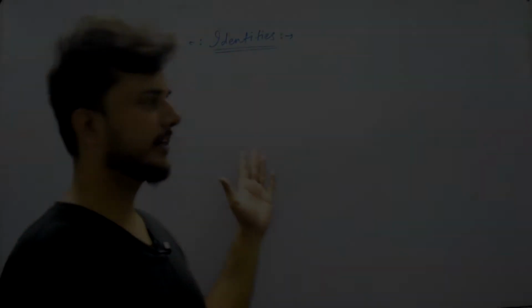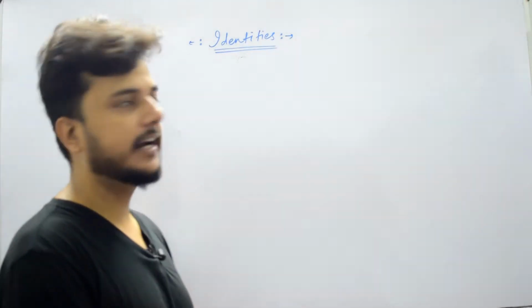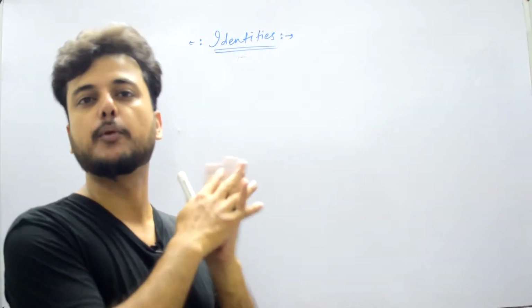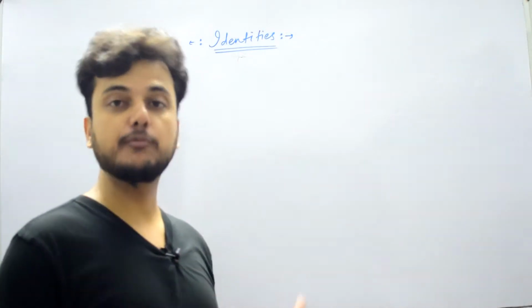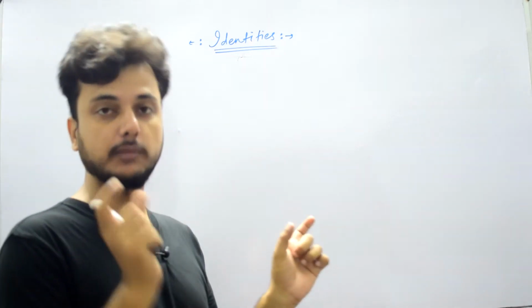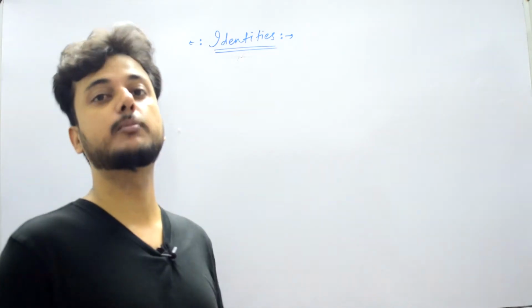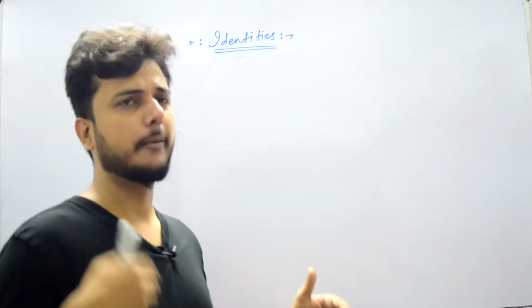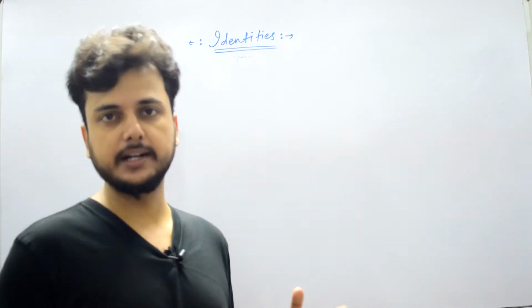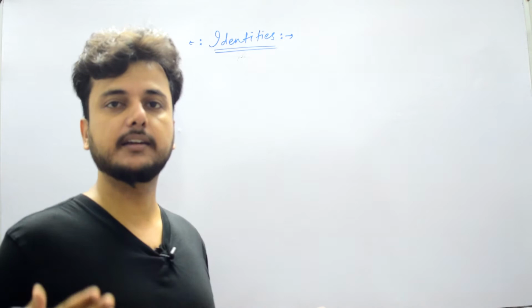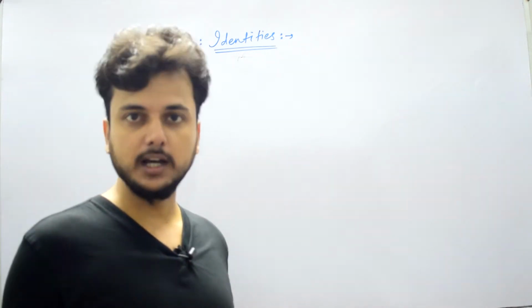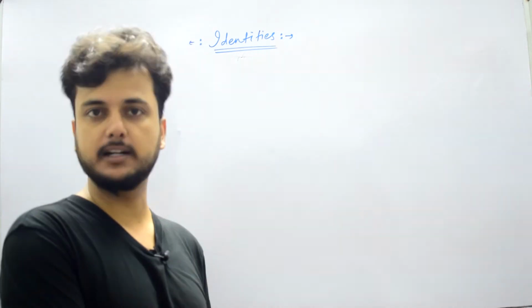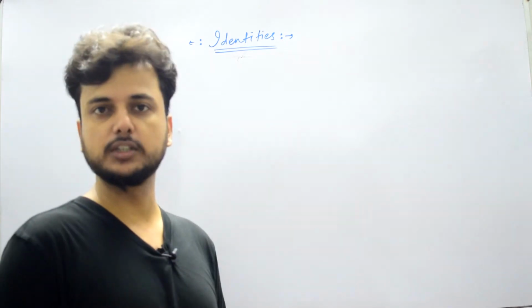Today our chapter is identities. In identities, basically there will be some kind of product, which means we have to perform the product. Questions will be given in two separate terms and we have to perform the product. Based on what type of product it is, we can either write it in terms of some formulas, or we can do the direct multiplication. Let us see some questions.